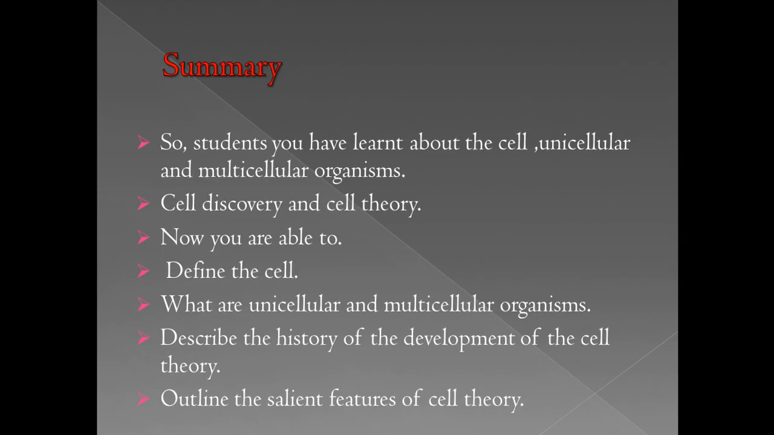Now this is a summary. So students, you have learned about the cell, unicellular and multicellular organisms, cell discovery and cell theory. Now you are able to define the cell, explain what unicellular and multicellular organisms are, describe the history of the development of the cell theory, and outline the salient features of cell theory.